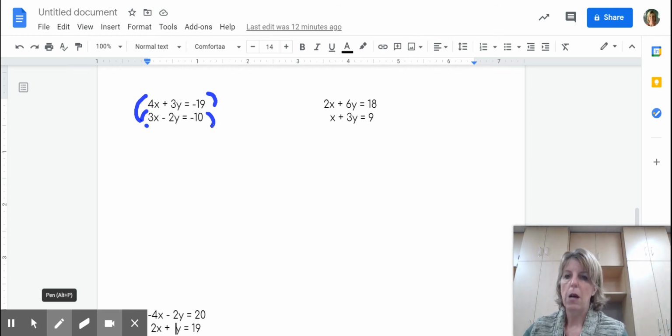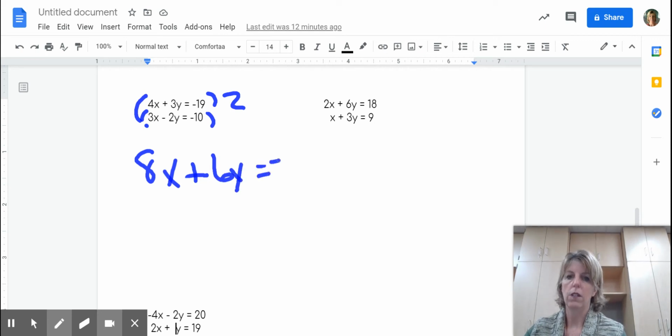So I'm going to multiply the top one by 2. And I'm going to get 8x plus 6y equals negative 38. So I'm trying to get a negative 6y. I have a negative 2y right now. What's going to give me negative 6y? I'm going to need 3. I need it to be negative 6y because I need it to be that opposite value that when I add them, it's going to go away. So 3 times negative 2, it's negative 6.